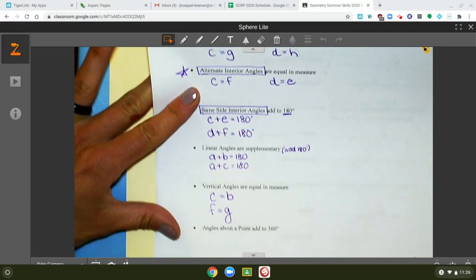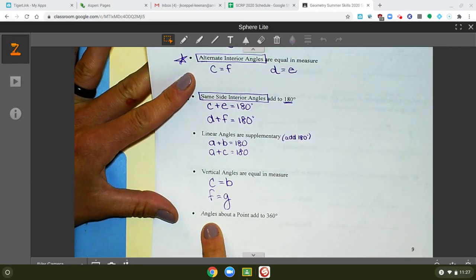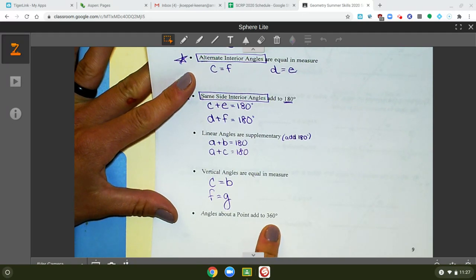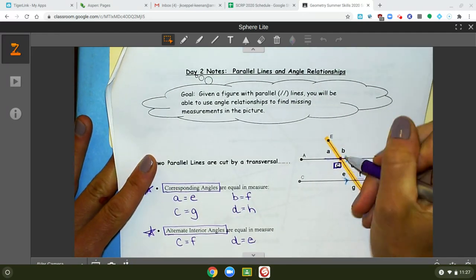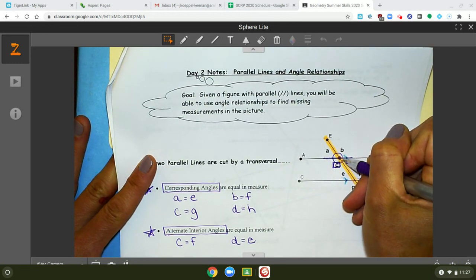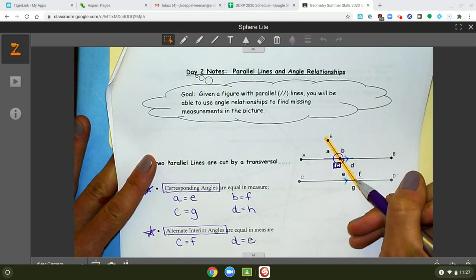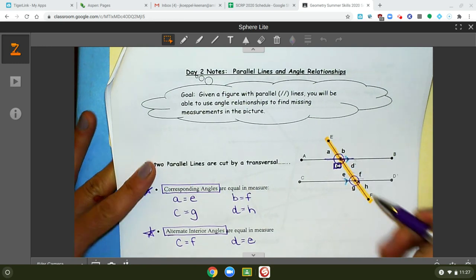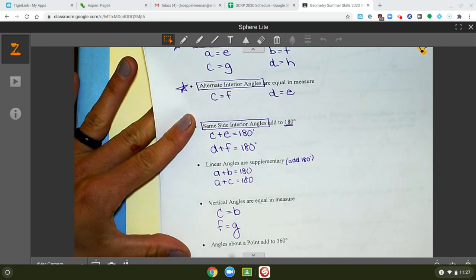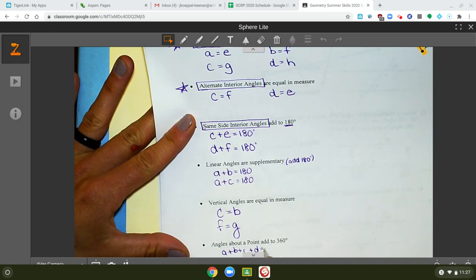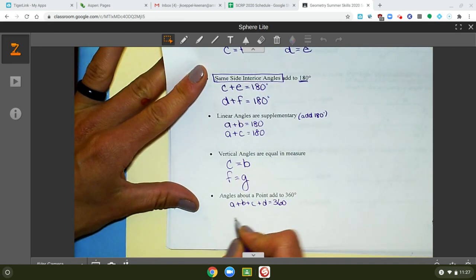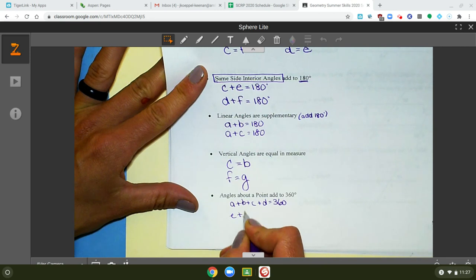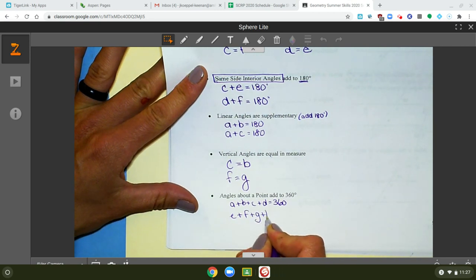All right, and our last angle relationship from Tuesday, angles about a point add to 360. So we could take a look up here. There are four angles that all are touching that point. These would all add to 360. And down here, these would also all add to 360. So we could write A plus B plus C plus D equals 360. Or we could write E plus F plus G plus H equals 360.